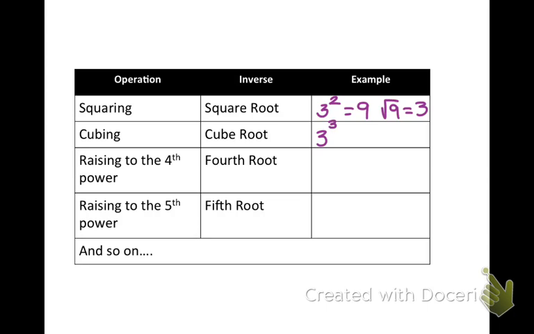All right, let's do a cubed. 3 to the 3rd is 27. So the cube root, does anybody know how to write a cube root? Yeah, so you do the square root sign, but we're going to put a little 3 in this space here, and we're going to talk about what that's called here shortly. So the cube root of 27 would be equal to 3.